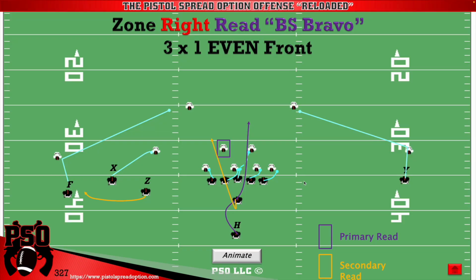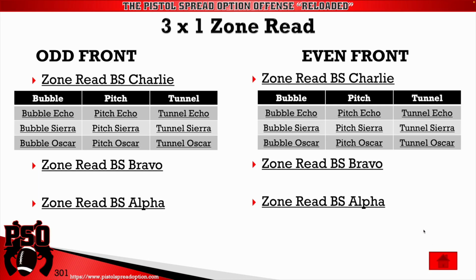So I hope you've learned a little bit about how we can change our read to a Bravo. Let's go to the last one, which is our zone read backside alpha.